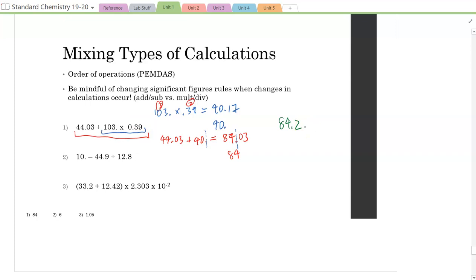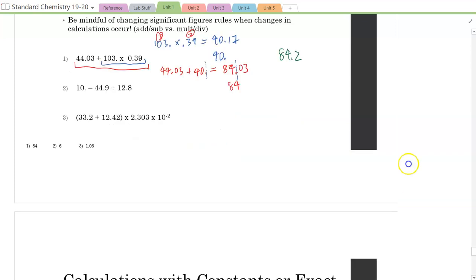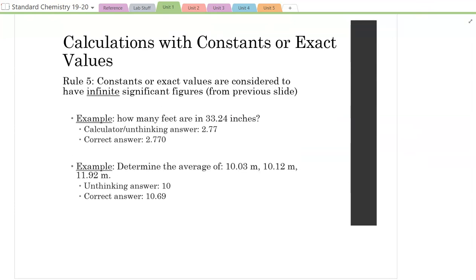So prevent yourself from getting in that position. Go ahead and just take the step-by-step process of doing this. Remember, this is only really used if you have different types of calculations. But if you're staying within the same family, right? If you're staying within multiplication and division, you don't have to round every time. Or if you're within addition and subtraction, you don't have to round with every new number that you add and subtract. Okay, and finally here, this is going to be calculations with constants or exact values.